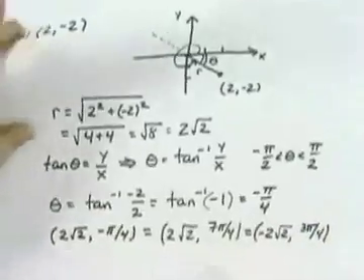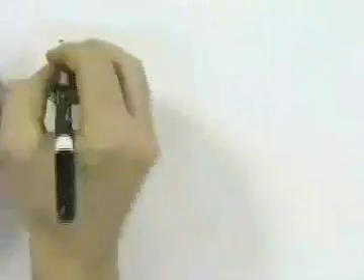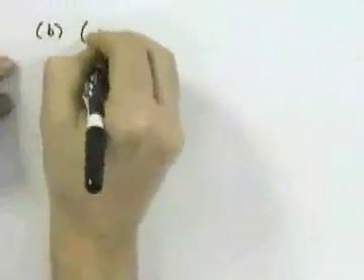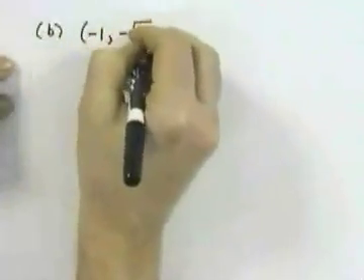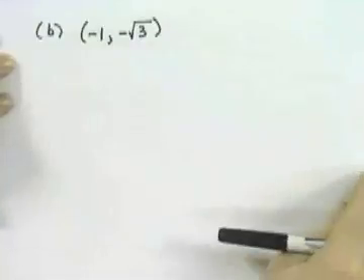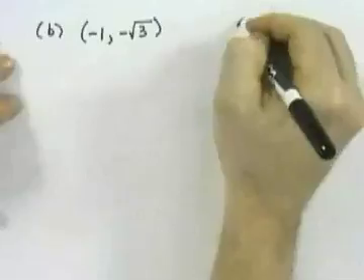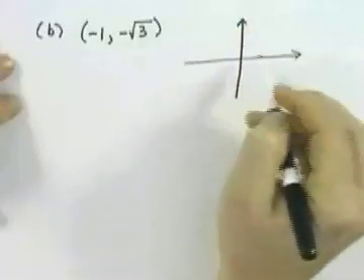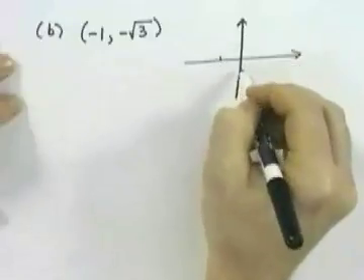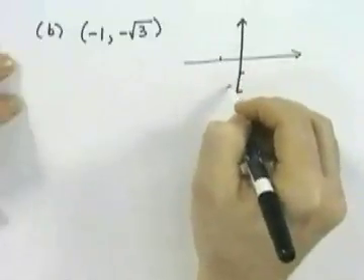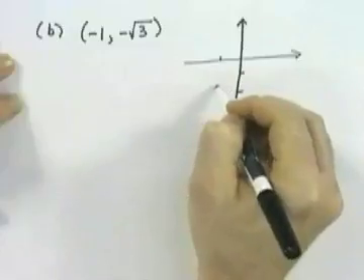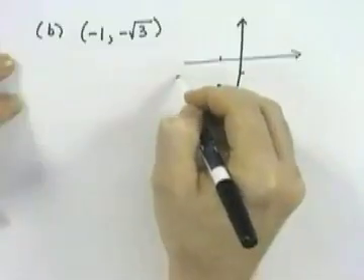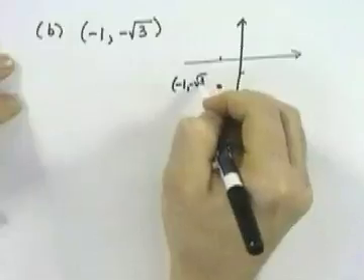Let's do another example where we're going to take the point (-1, -√3) and convert it to polar coordinates. Again, the first thing that you always want to do is plot the point in the Cartesian plane. So x is -1 and y is -√3, which is about -1.7 or so. So there's our point, (-1, -√3).